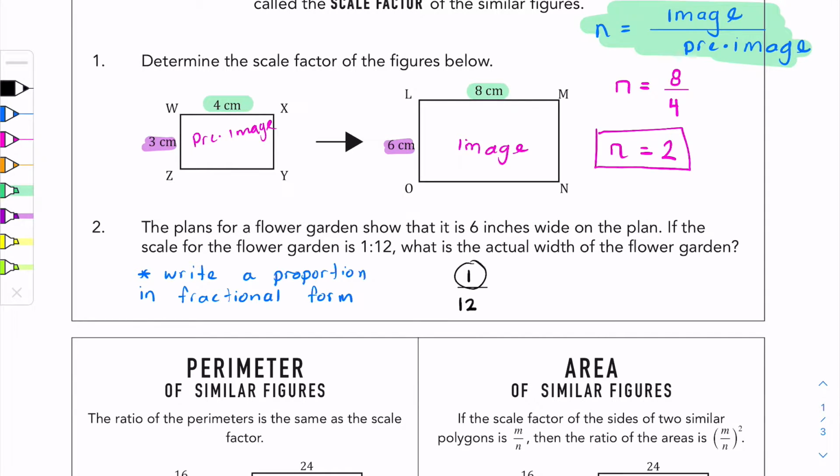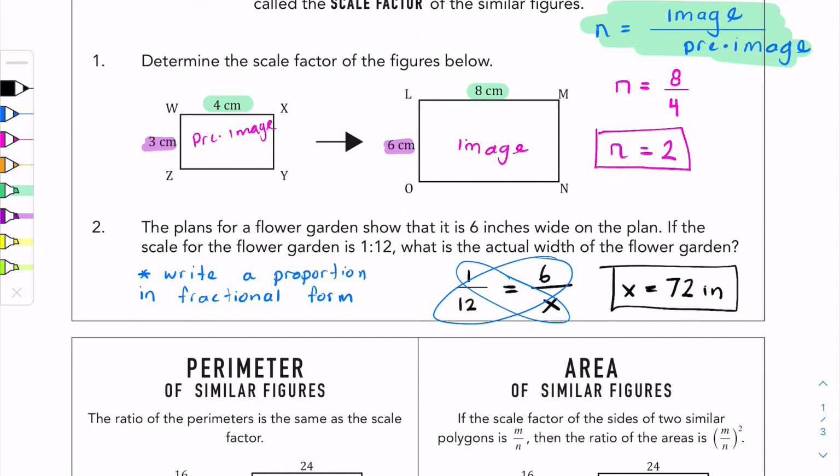meaning for every 1 inch, it's actually 12 inches. On the plan, it's 6 inches, so what is it actually going to be is going to be our variable x. All right, so 1 inch on the plan represents 12 inches in real life. 6 inches on the plan is going to represent what in real life? That's what I just set up as a ratio. And in order to solve for this, we're going to cross multiply. So we end up with x is equal to 72. And of course, it's 72 inches. So the width of the garden is 72 inches, which if we convert that to feet, that would be 6 feet.